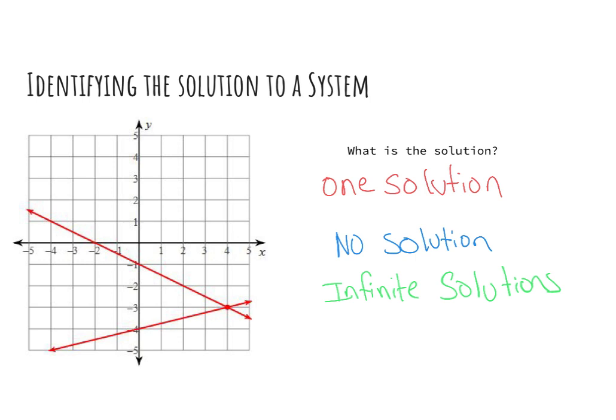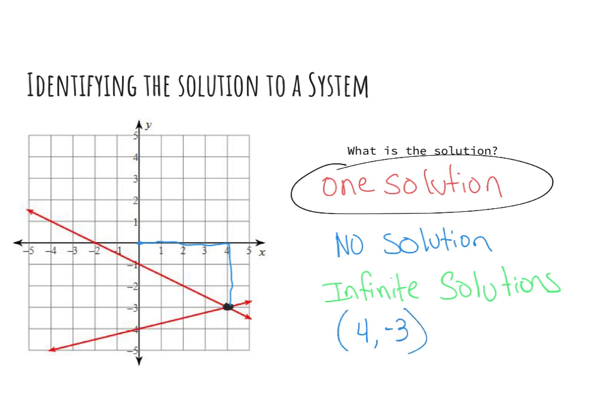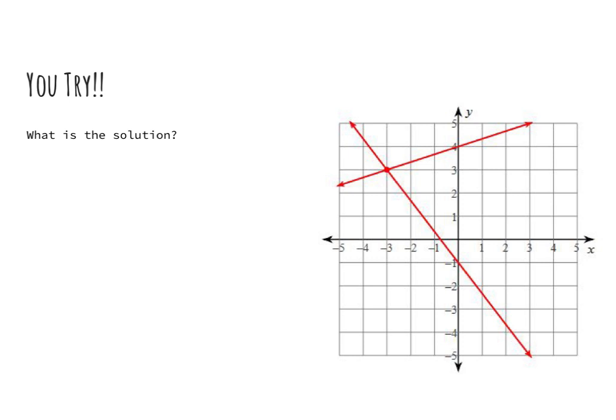So looking at this graph, because these two lines intersect, there must be one solution. And if we want to identify the actual solution, well, we would need to see that point. So we always start at the origin when we're talking about points, and left or right for your x. So we went to the right 4, and then we went down to the point -3. So the solution to the system would be (4, -3). Now you try. Looking at the two lines that are graphed, what is the solution to the system?